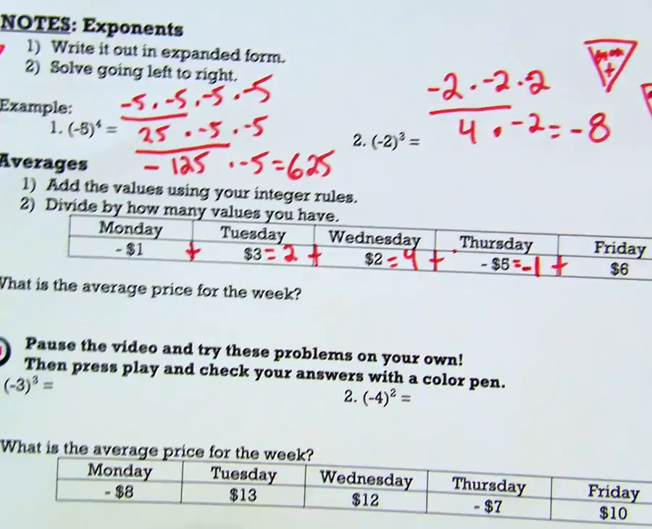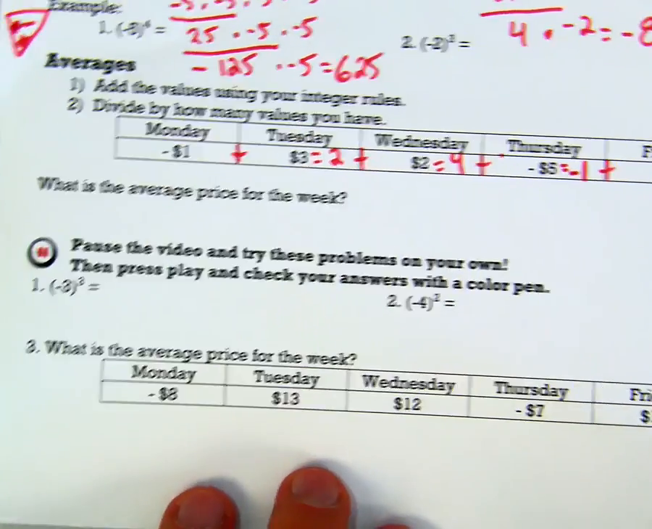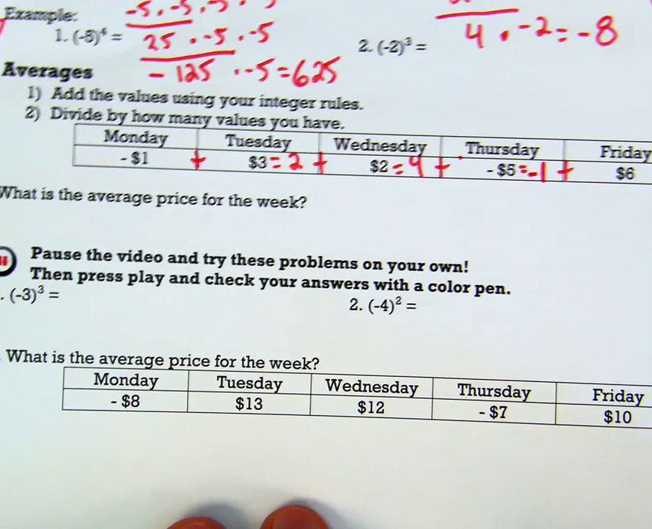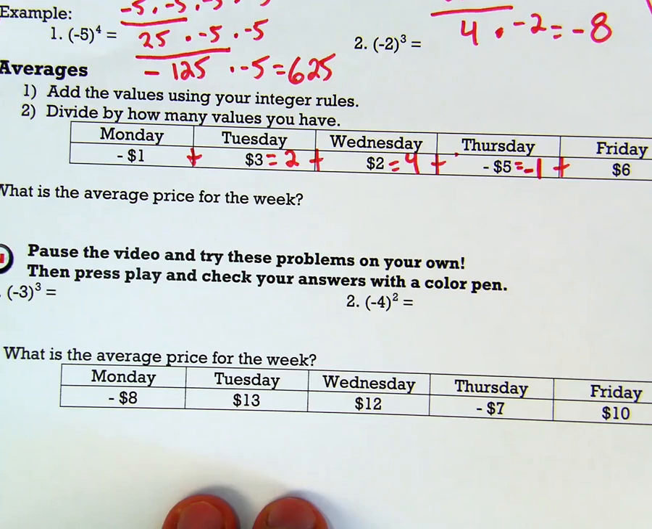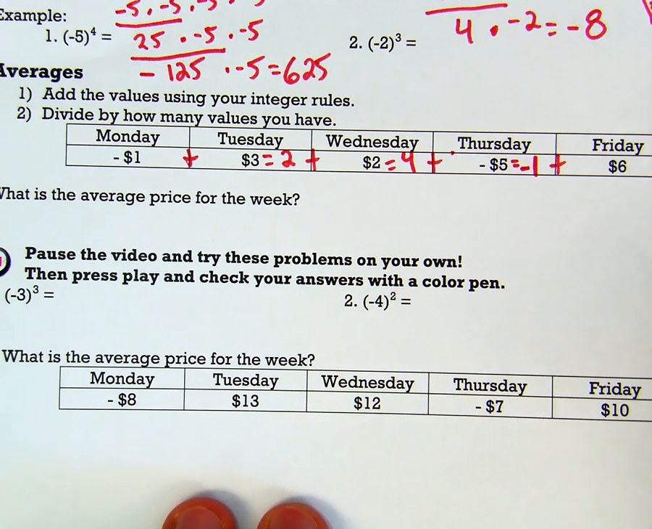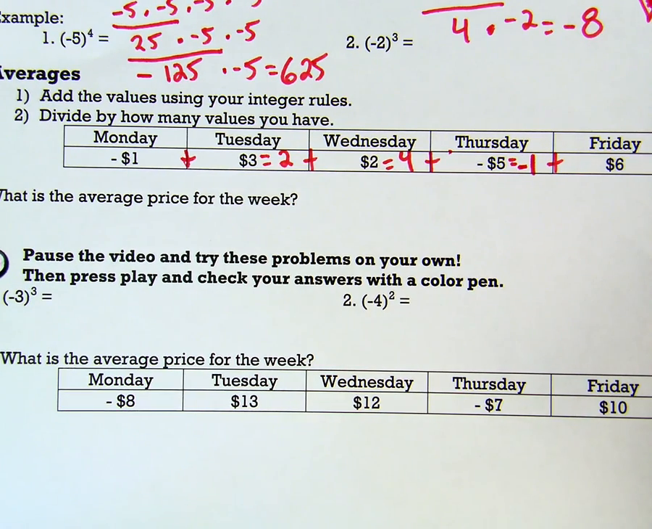Alright, so go ahead and try a few problems yourself. We have 2 exponent problems for you to try, negative 3 to the power of 3, negative 4 to the power of 2, and then I have an average problem for you to try as well. So pause the video and test this out.